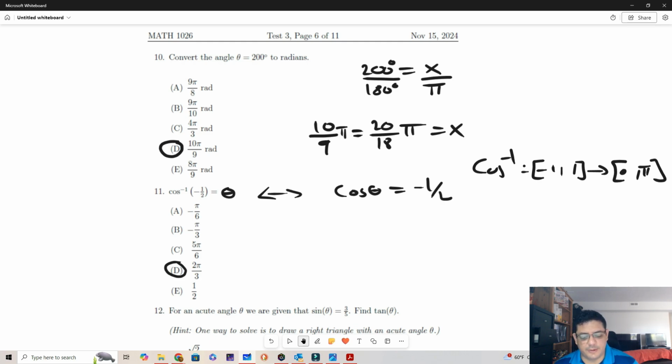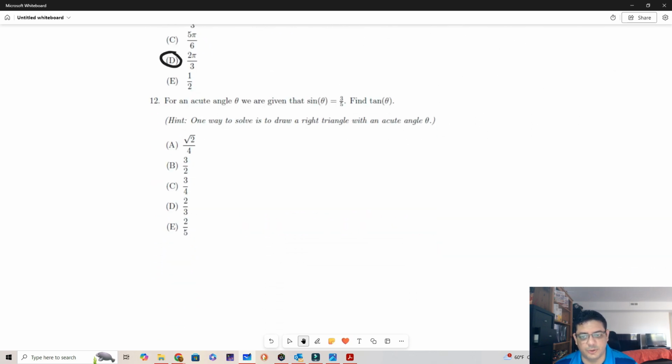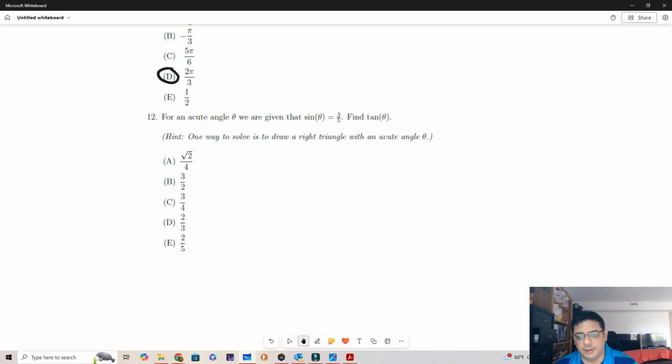Alright, so now the last couple of questions, multiple choice questions. We have an acute angle, which is information that it is in the first quadrant. Notice that, acute angle. And we're given that sine of theta is 3 over 5. Let's find the tangent of theta. So we can do the triangle if you want to. This is one way of doing it.